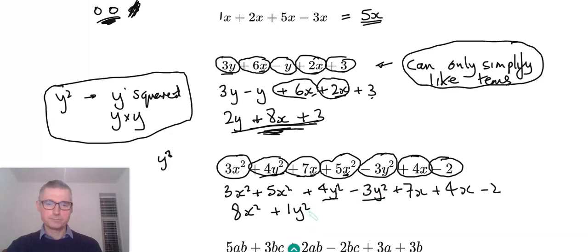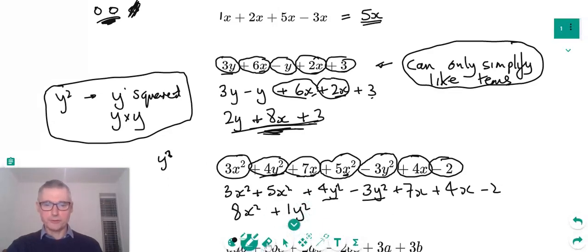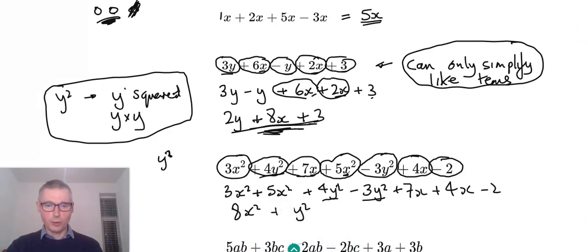Now, I could write it as 1y squared, and if I was on an exam, that would still be right. That would be correct. But just for simplification, I'm going to get rid of that 1 in front, and that can just be written as y squared, because 1y squared is the same as y squared. We'll just simplify it by not writing the number in front. So that's the y squareds done.